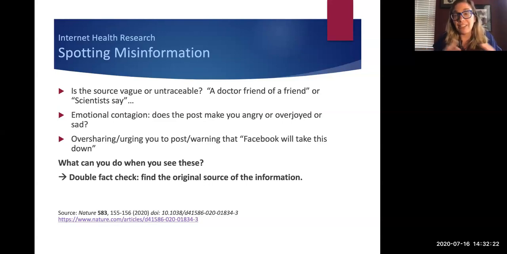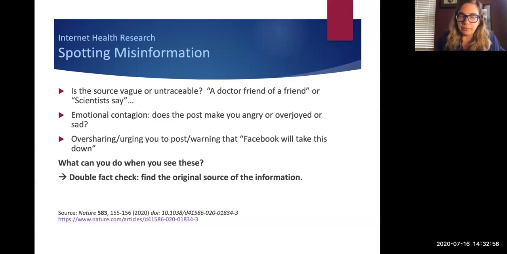You can't get younger, you can't get thinner based on something that someone tells you on Facebook, generally speaking. So when someone urges you to post something, take that as a sign that it might not be the most reliable thing. And again, the key thing to do when you see these, or when you feel like someone might be giving you information, especially when you're making decisions about your own life in that moment, find the original source of the information and confirm it, or find additional sources that suggest something different.